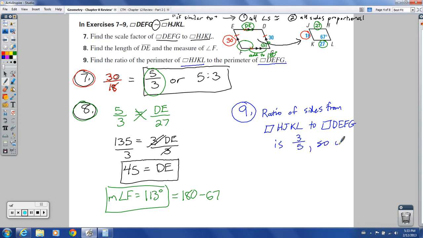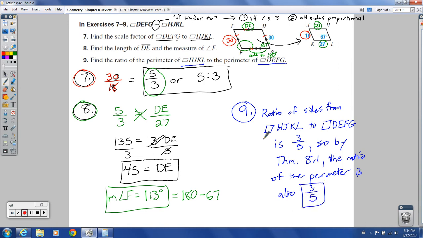So that means by theorem 8.1 that the ratio of the perimeter is the same thing. The ratio, I'll write that down, the ratio of the perimeter is also 3 to 5. We don't actually need to calculate the perimeters. We can just assume that it's the same as the ratio of the sides.